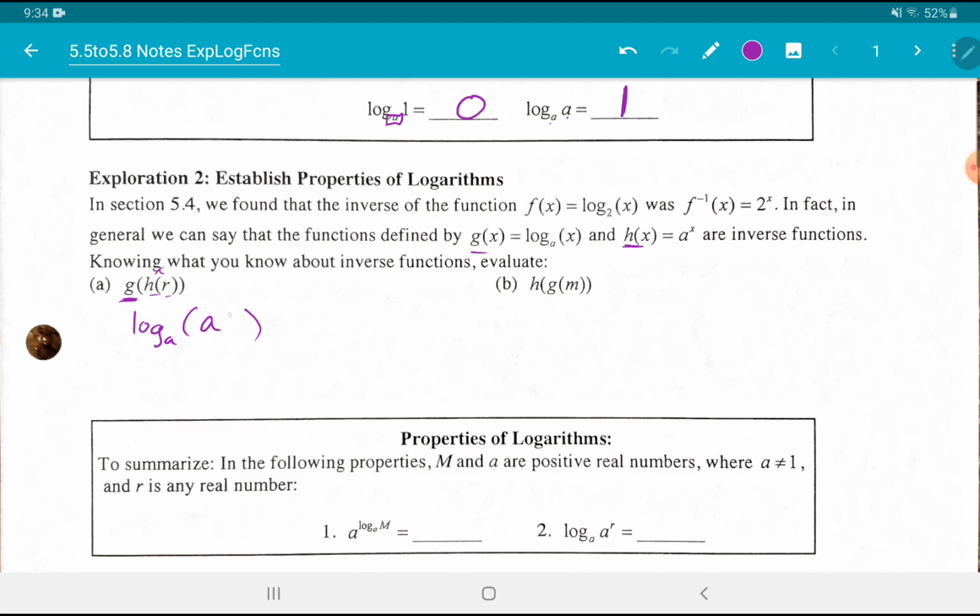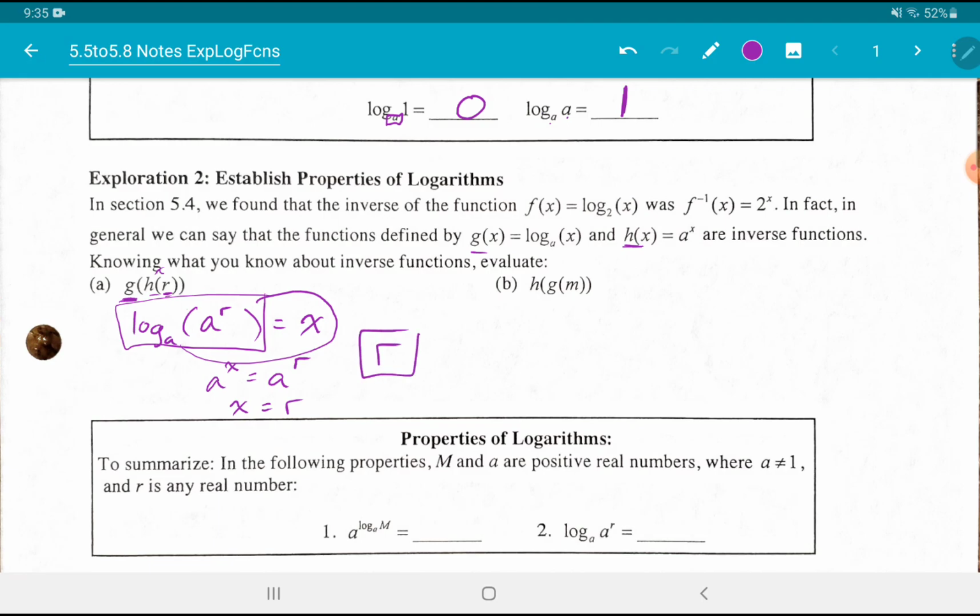So we have a to the power of, well, our input is actually r. So that's what we're going to write here. That's g of h of r, log base a of a to the r power. Now, one thing you can see here is if we don't know what this value is, let's call it x, we can see that a to the power of x is equal to a to the power of r. And look at that. They have the same base, meaning that x is equal to r. Our entire x, the entire composite function, is equal to r.